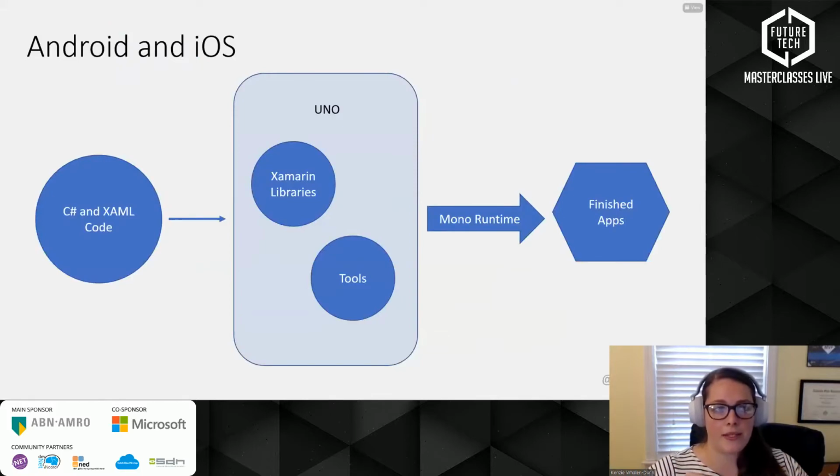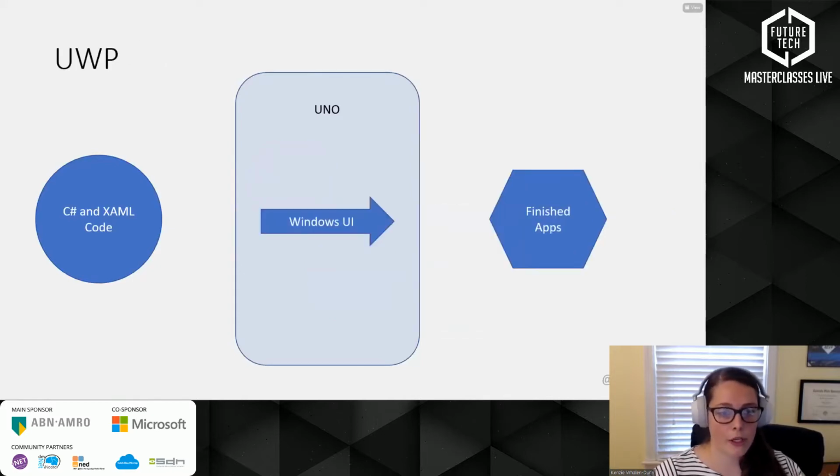So let's dive in a little bit deeper into each of these different platform heads. For Android and iOS, you start with your C# and XAML, and then Uno will apply all of the Xamarin libraries and tools that you would use in Xamarin Native as well, and then applies the Mono runtime and gives you your finished app. For UWP, very little going on. You start with your C# and XAML, Uno applies the WinUI, and then you have your finished app.